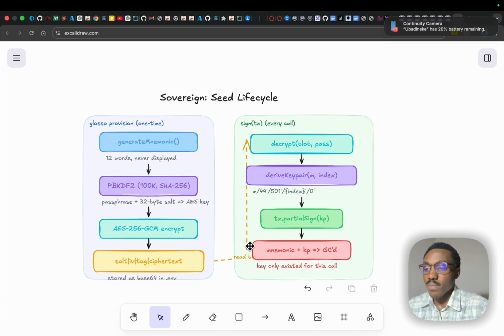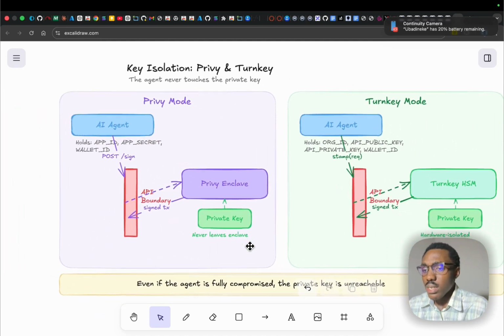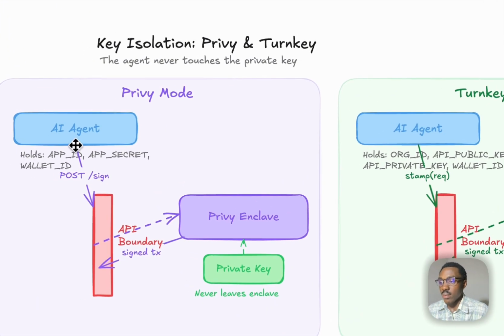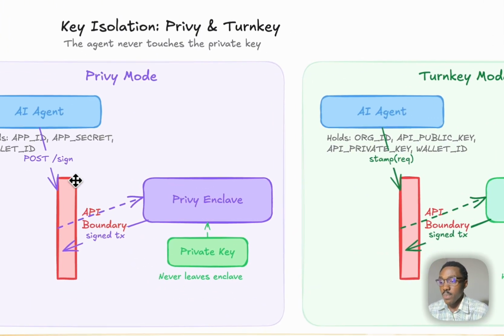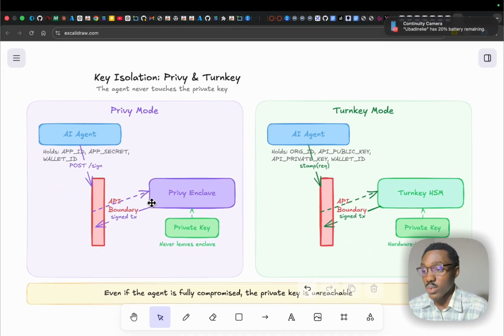Then we move over to the rest. Some teams are very specific. They do not want the key material anywhere near their system. So most of them will opt for private or turnkey, which have their own safety mechanisms. This is a diagram that shows how private and turnkey work. With private mode, we have our private key living in a private enclave, a secure server enclave provided by Privy themselves. So when the agent calls to sign, the request is sent to the Privy API, which is then sent to the enclave. The signing happens in the enclave, and then the signed transaction is sent back.